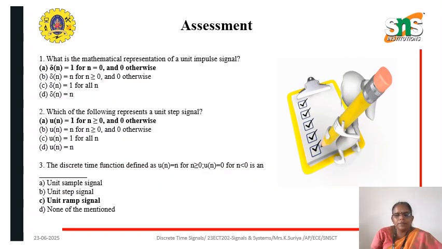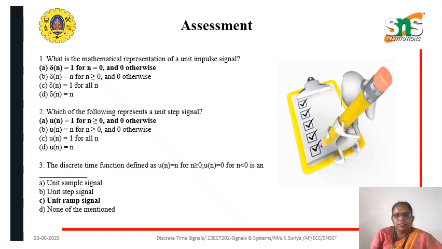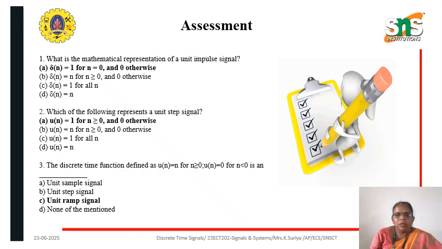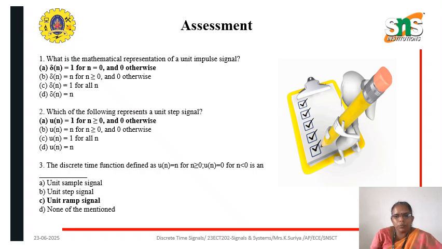So let us take up some assessment questions. What is the mathematical representation of a unit impulse signal? Yes, we know that del of n is equal to 1 only at n is equal to 0 and it is 0 otherwise. So which of the following represents a unit step signal? Yes, the answer is u of n is equal to 1 for n greater than or equal to 0 and 0 otherwise.